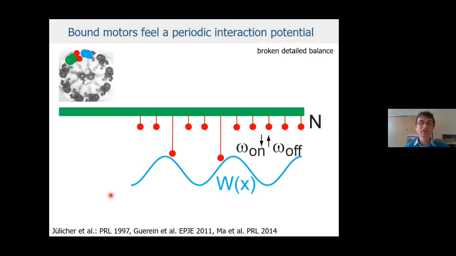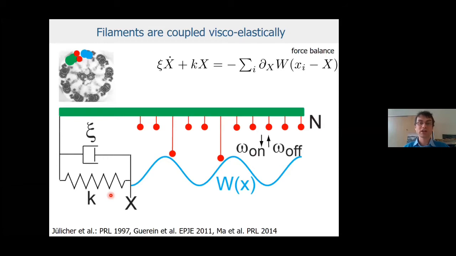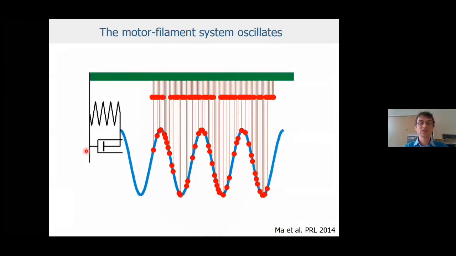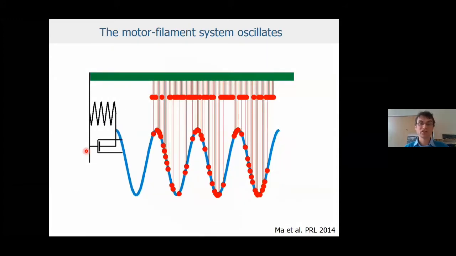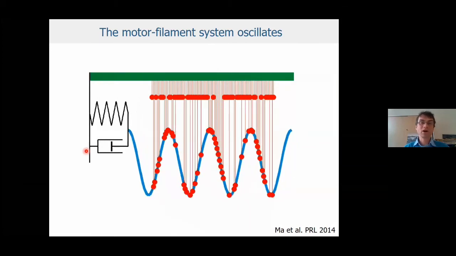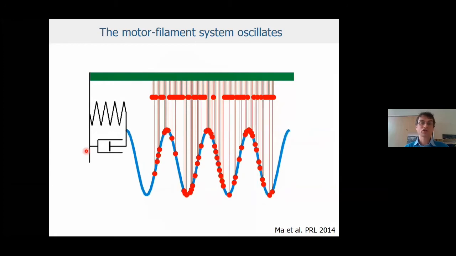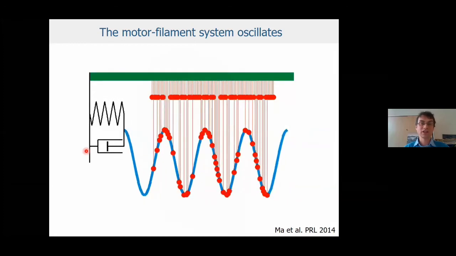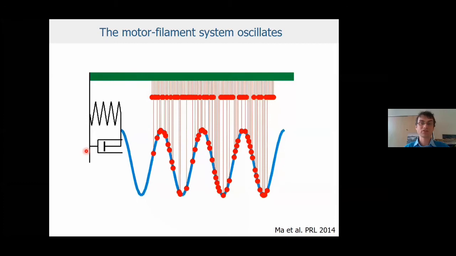So the bound motors feel this interaction potential, which exerts a force on this green filament. And then the blue filament and the green filament are coupled by a visco-elastic element here. And if you then let this model run with these ingredients, you get spontaneous oscillations. This is like a minimal model of how a large collection of molecular motors can drive spontaneous oscillations, similar to what happens in the flagellum axoneme.